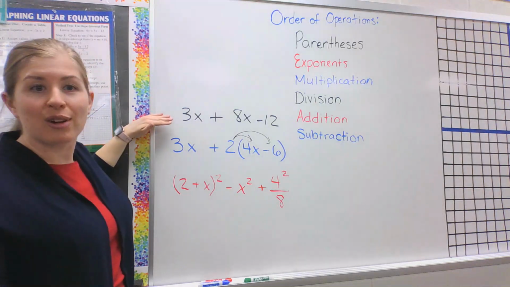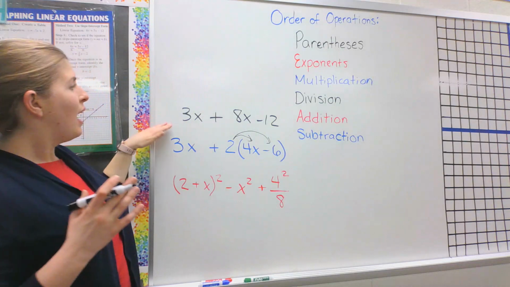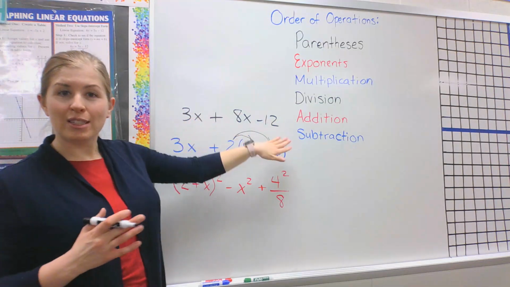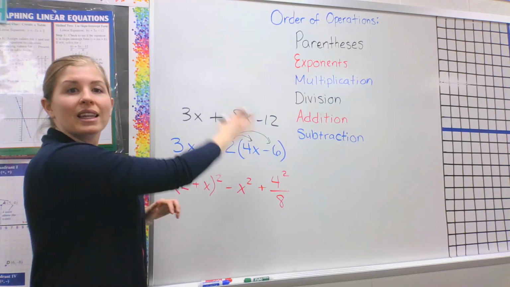I look at my expression, I don't have exponents. So I'll go to the next step. We have multiplication or division. I see that I'm left with addition, subtraction, so we can kind of skip past that. And we can combine like terms.